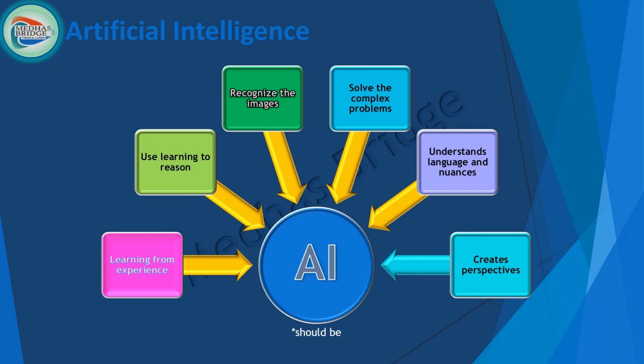AI should learn from experiences. AI should understand languages and nuances. AI should create perspectives. AI should recognize images. AI should solve complex problems, isn't it? So, we are trying to give intelligence to the machine to mimic the human, or to be much more than human.